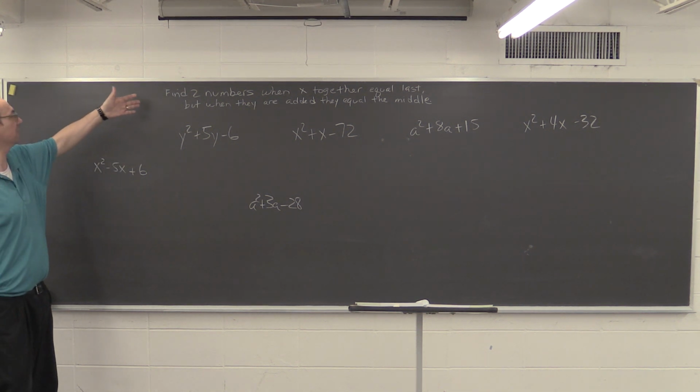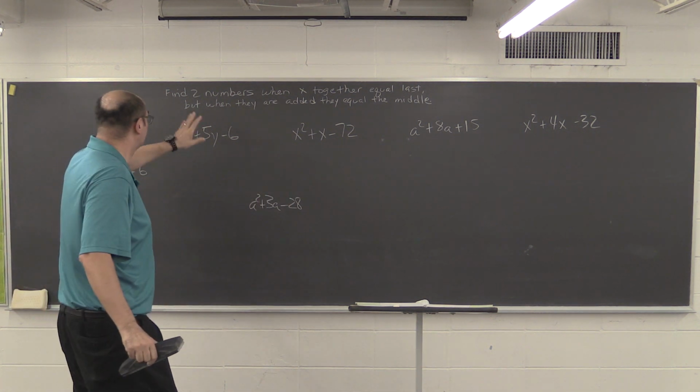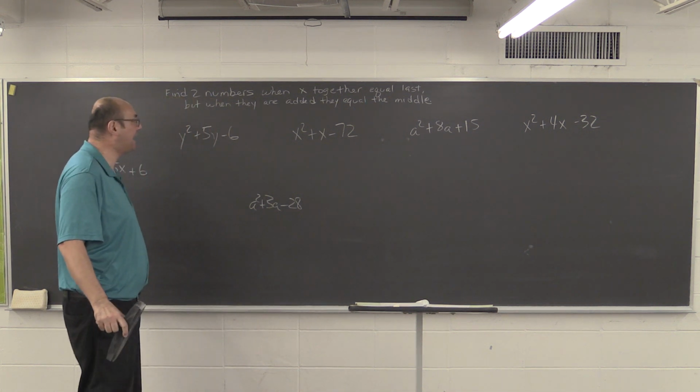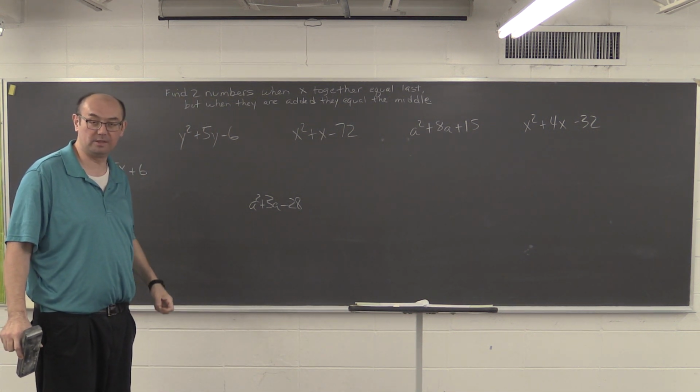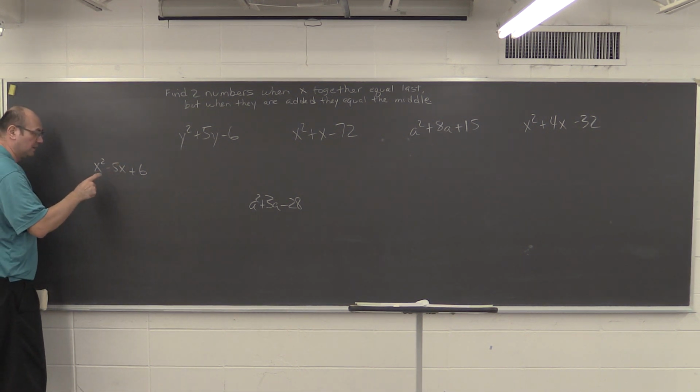I've written here at the very top, and this will mean more to you as we continue to go through the lesson: find two numbers that when multiplied together equal the last, but when they are added, they equal the middle. And here's what we mean by that. The first thing we'll do is we're going to factor this.